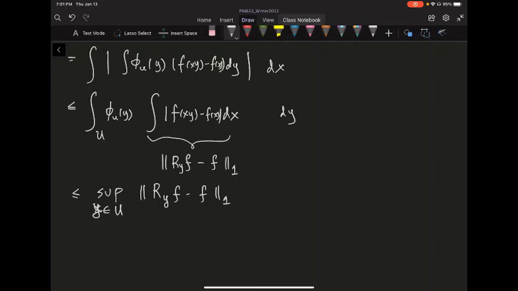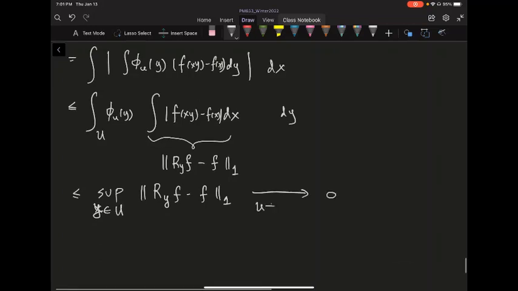All right, so this is bounded by the supremum, and we know the supremum converges to 0 as u goes to the identity. As the neighborhood gets smaller and smaller, the supremum is going to 0. That's because of the lemma we just proved. All right, so this basically finishes the proof.